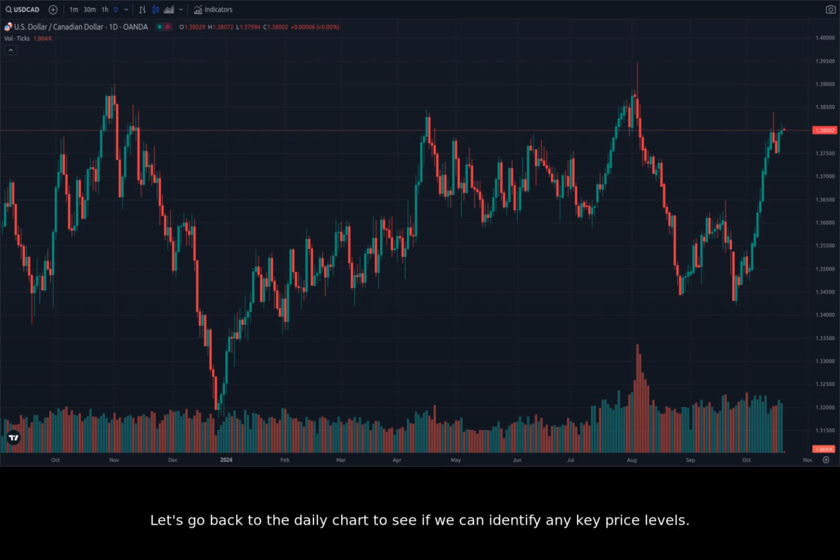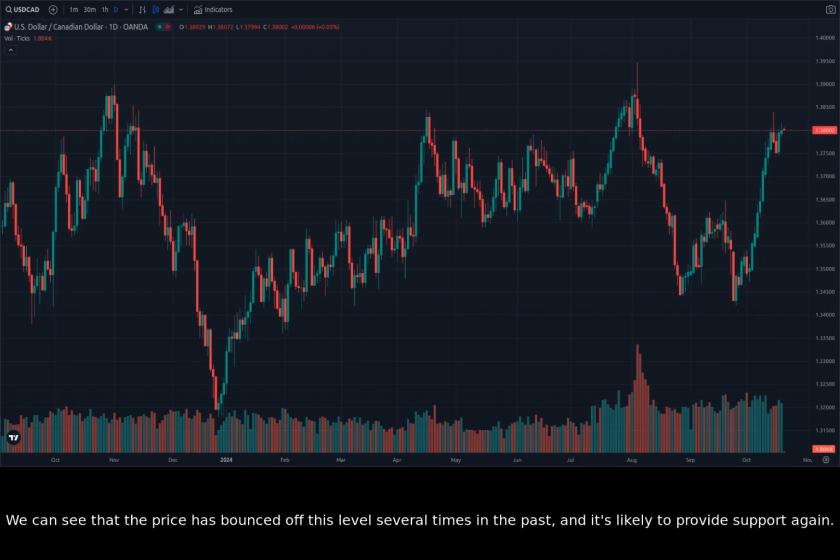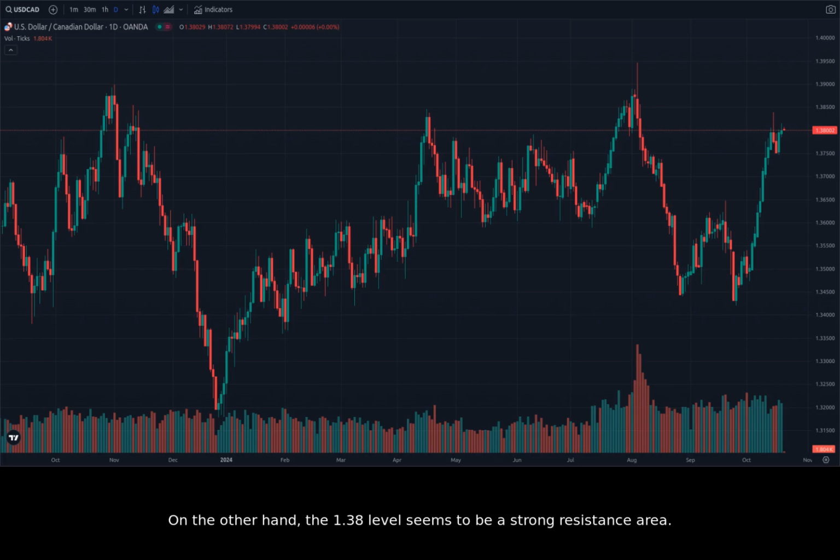Let's go back to the daily chart to see if we can identify any key price levels. On the daily chart, the price is currently trading above the 1.36 level, which is a key support area. We can see that the price has bounced off this level several times in the past, and it's likely to provide support again. On the other hand, the 1.38 level seems to be a strong resistance area. The price has struggled to break above this level in the past, and it's likely to act as resistance again.